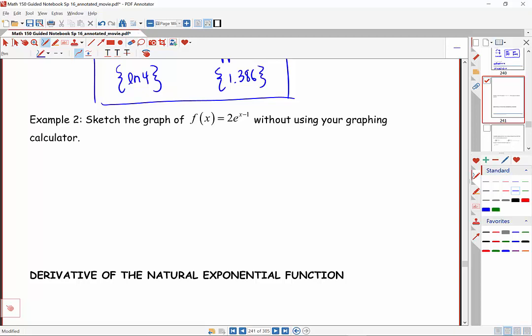So here, let's go ahead and put a grid in there.